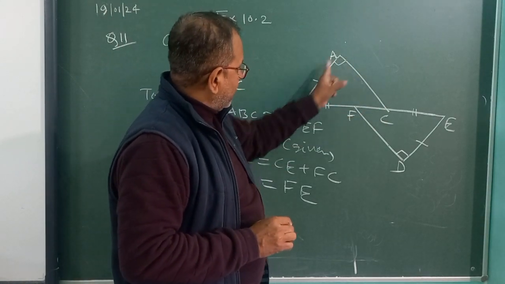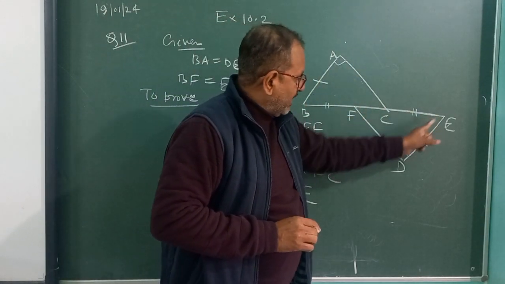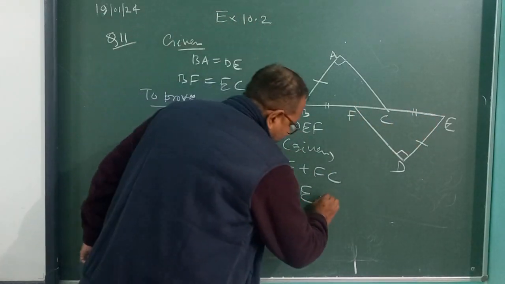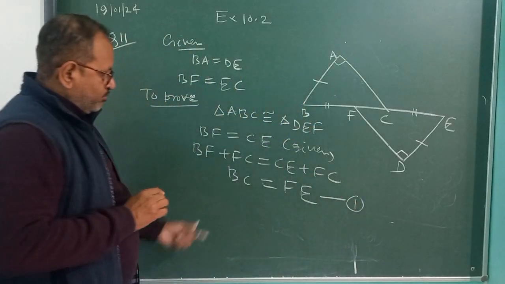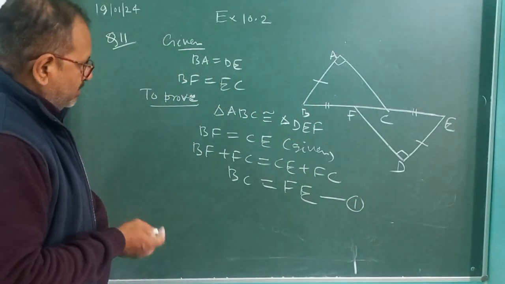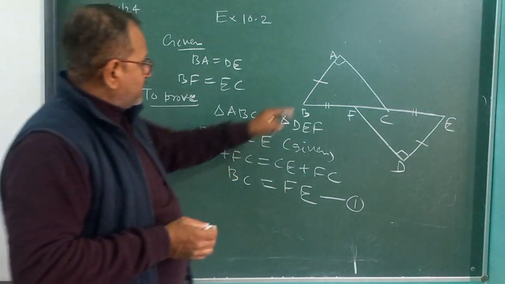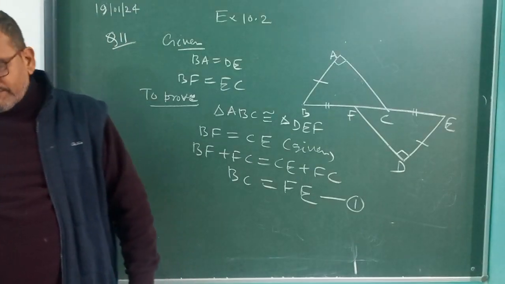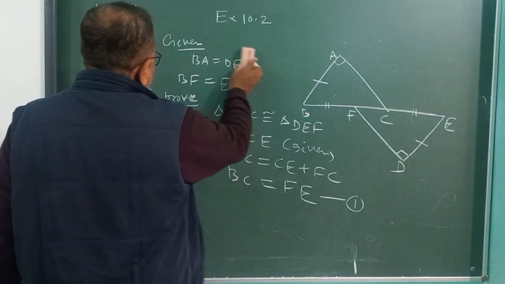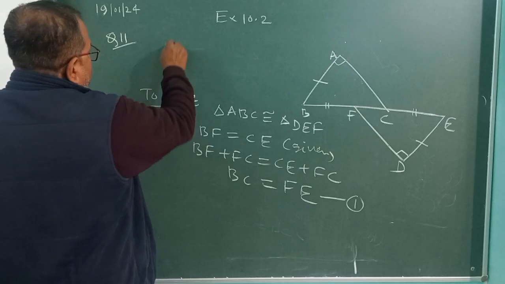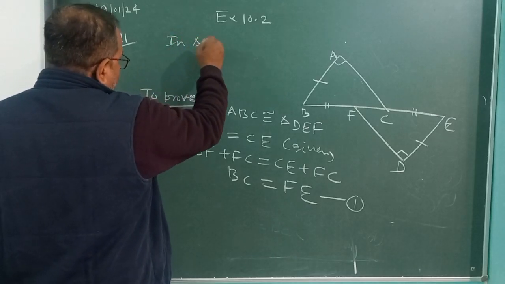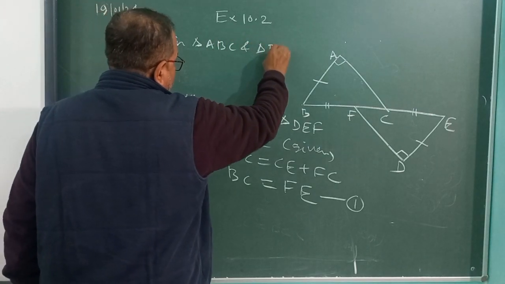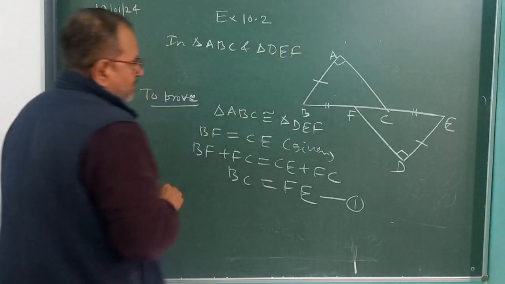BC is the side of triangle ABC. FE is the side of triangle DEF. These two sides are equal. Make it number 1. We have to use this result. So now write in triangle ABC and triangle DEF.